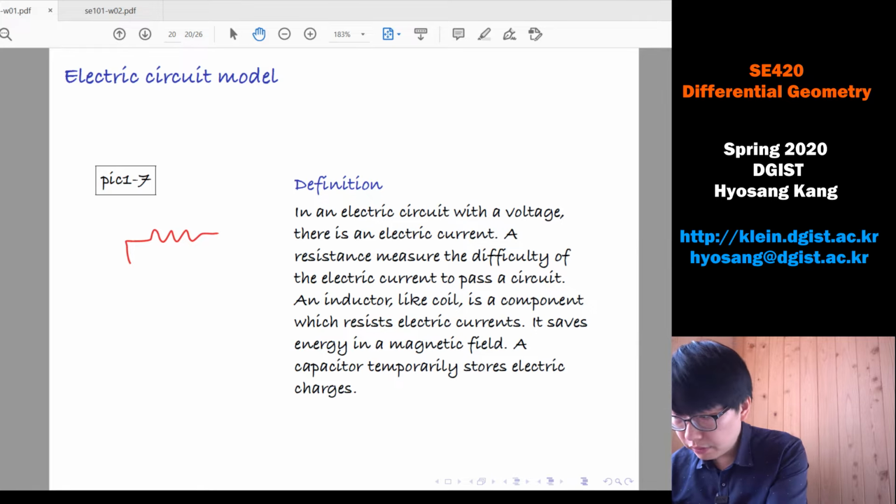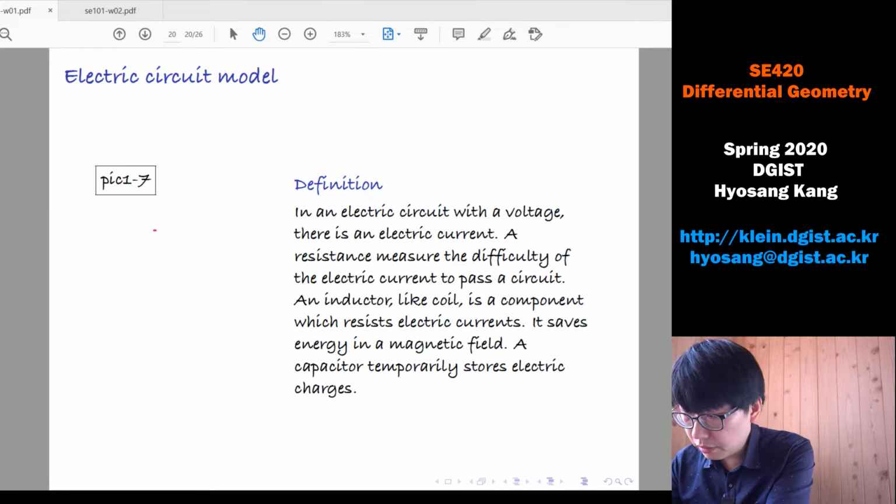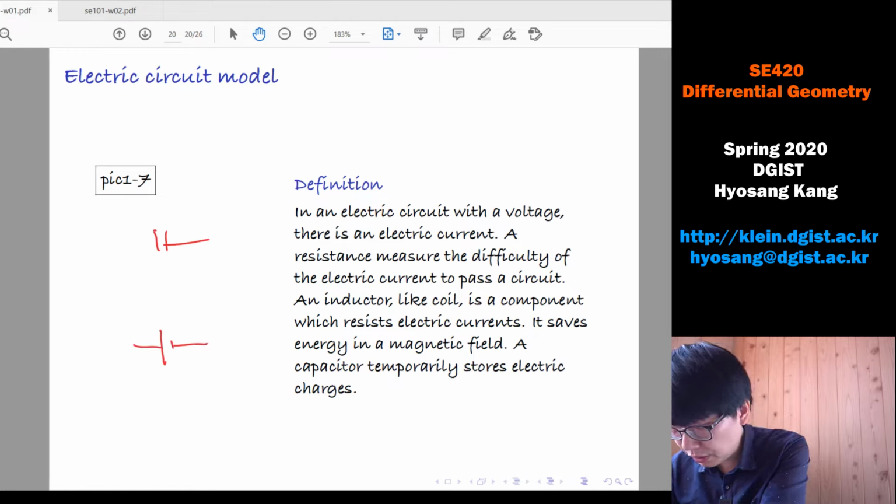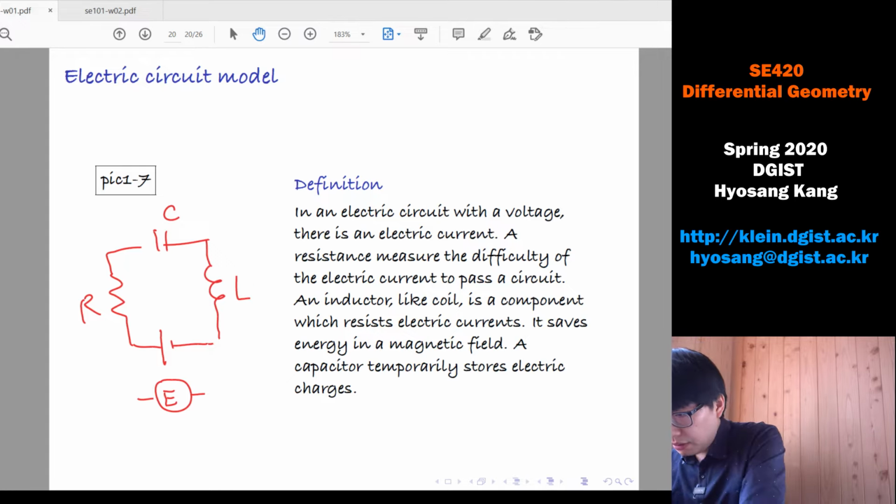So we start from here. So this is a voltage. Usually this represents DC instead of AC. So sometimes instead of this notation, people write E, like this one. And here we have a resistance, and here we have a capacitor, and here we have a coil.